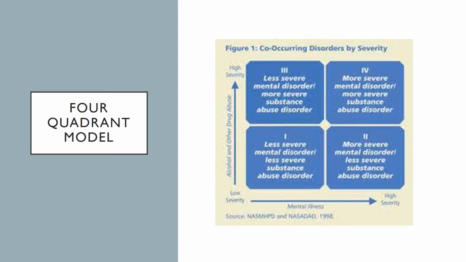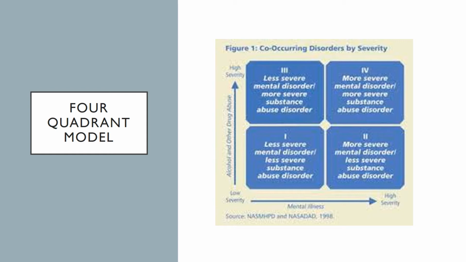So you can look at quadrant 1 in the bottom left, where that individual would be experiencing a less severe mental disorder with a less severe substance abuse disorder. If you move to quadrant 2, people in that category would be experiencing a more severe mental disorder with a less severe substance abuse disorder. Quadrant 3 is a less severe mental disorder with a more severe substance abuse disorder. And then quadrant 4 is a more severe mental disorder with a more severe substance abuse disorder.